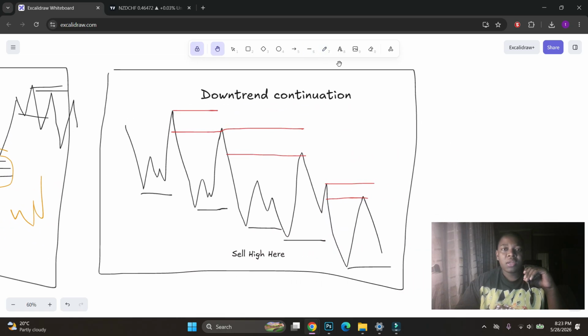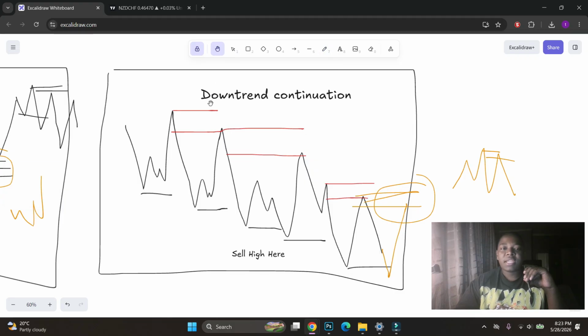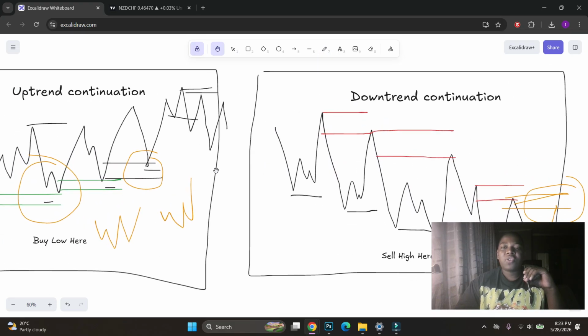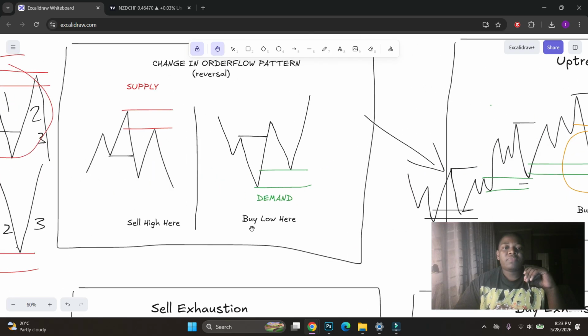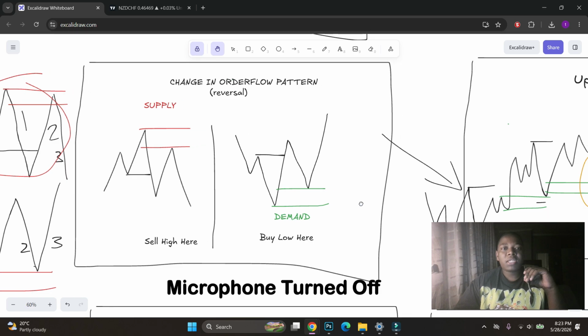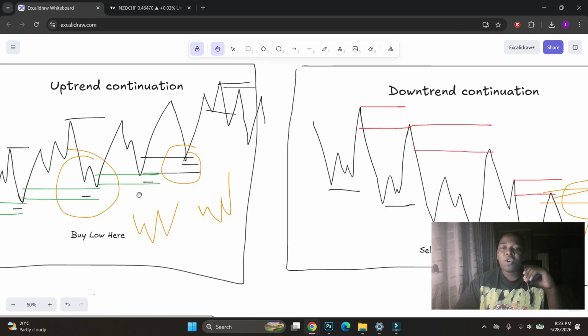Even on the downtrend. When price gets to your supply, in this case, if price breaks here and goes back to a supply, you wait for a change in order flow there. Simple as that. If you don't understand, just go back to where I was explaining. You'll understand. And I'll also explain it on the chart. So yeah, let me cover change in order flow pattern, uptrend continuation, and downtrend continuation on the chart before I move on to other concepts.